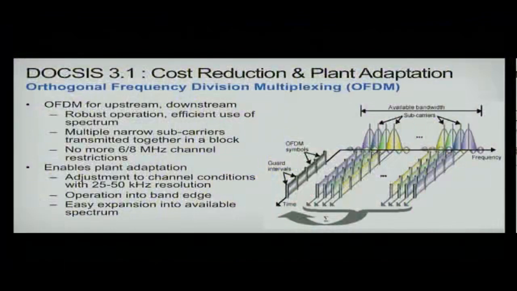So the next goal is cost reduction and plant adaptation. Here, the biggest choice is OFDM, right? Folks are already familiar with OFDM from 802.11. Many other wireless technologies already use OFDM. It's more robust. It's more efficient. The idea is you take a bigger channel, a big chunk of bandwidth, and you split it up into smaller subcarriers, and each of the subcarriers are orthogonal to each other, so that minimizes interference. And again, the goal is to transmit more through the bandwidth you have.